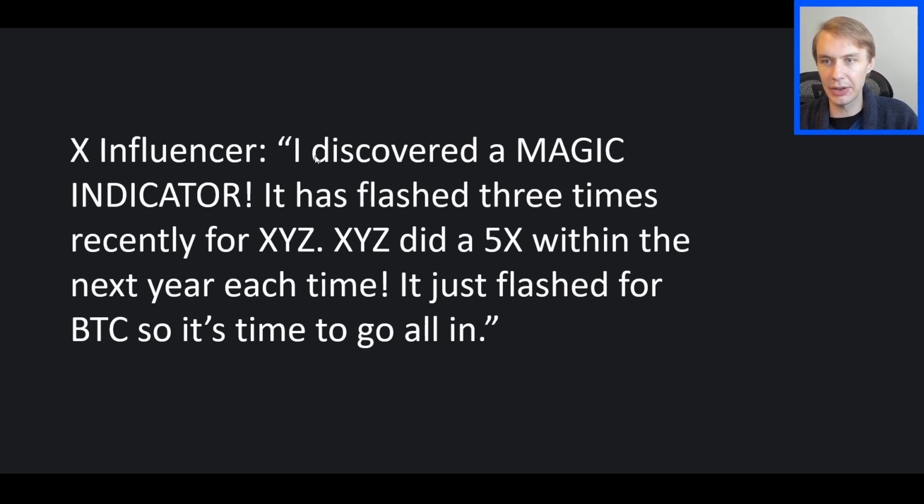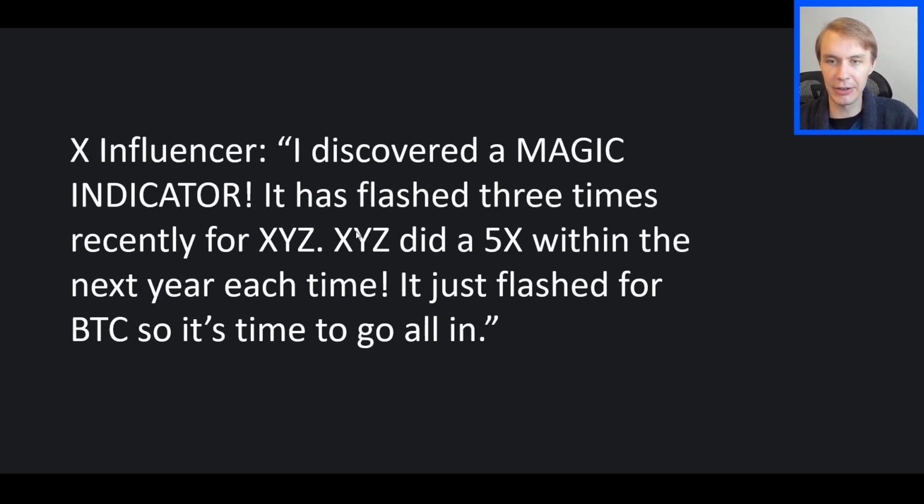They say, I discovered this magic indicator. It has flashed 3 times recently for some coin, let's say XYZ here. And then XYZ did an average of a 5x within a year after each time. And then they say that just flashed for Bitcoin, so it's time to go all in on Bitcoin. Now, this is not too far off from the type of things you probably have seen on X.